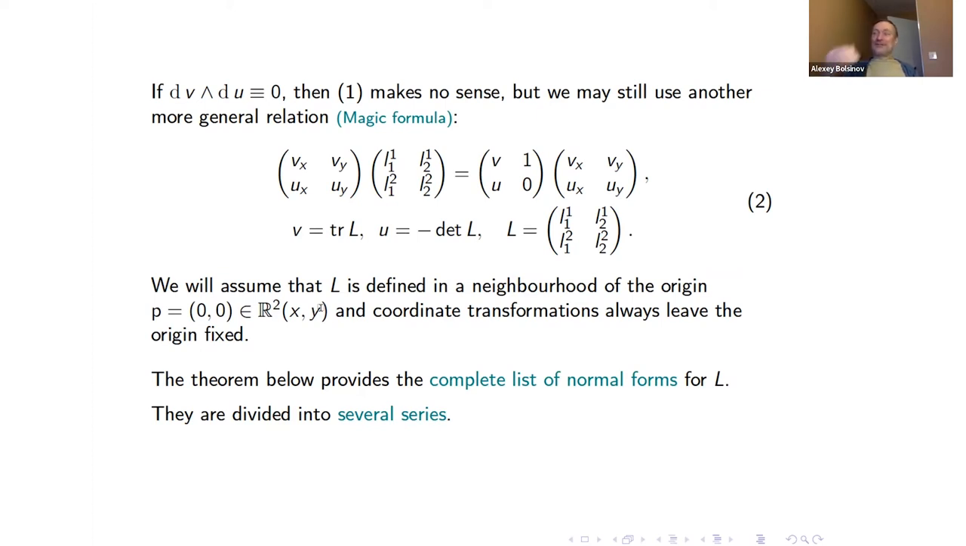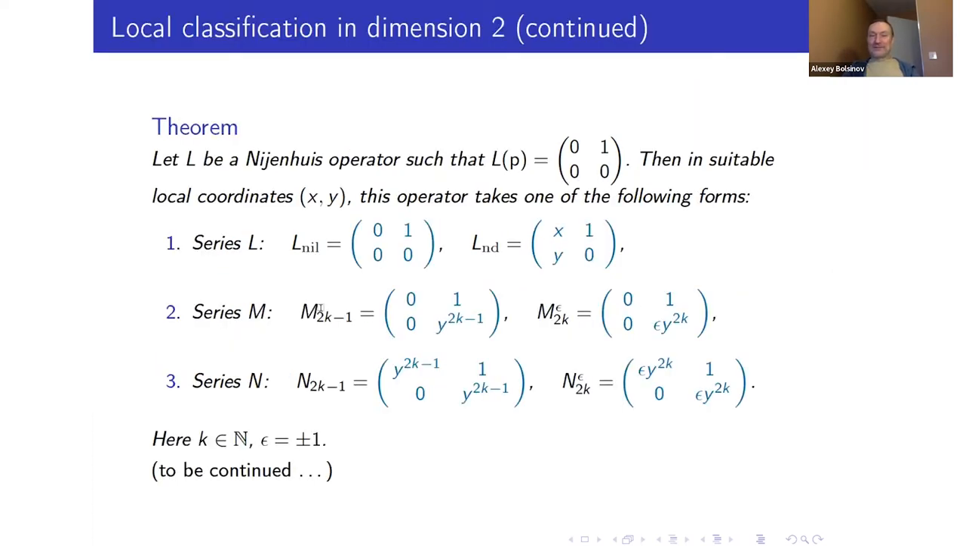There are many of them, and we divide them into several series. The series L, M, and N. First situation, when it is just a Jordan block everywhere with constant eigenvalue zero. That's a very simple situation. The second situation, and this stands here for differentially non-degenerate. So if this perturbation is generic, differentially non-degenerate, then you can reduce L to a very simple companion form like this.